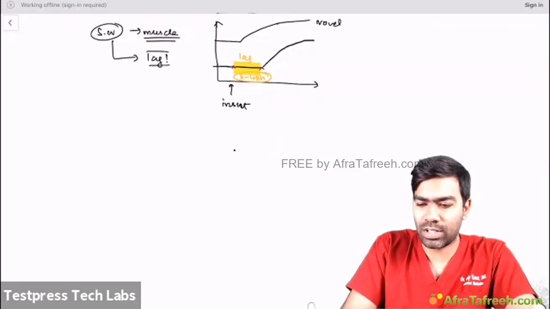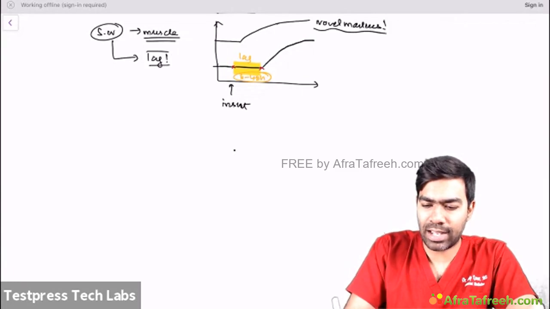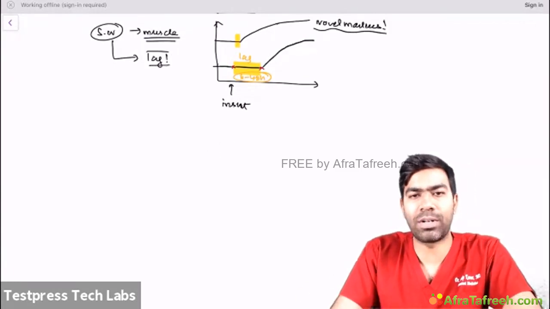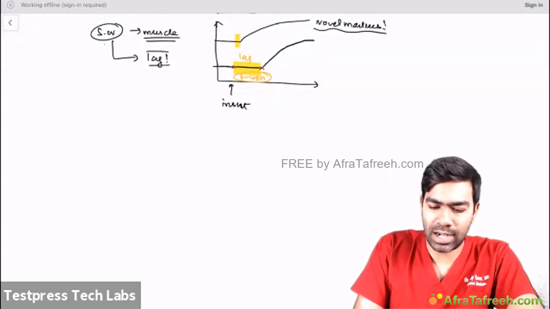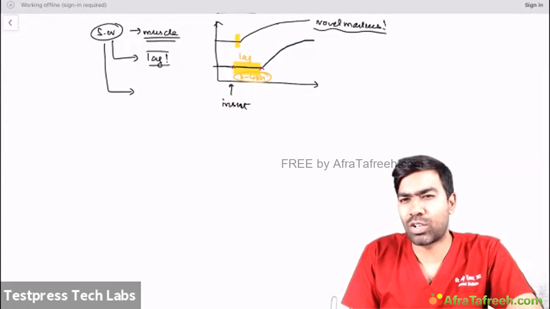That's why we wanted these novel markers. There are novel markers which can do that, where the lag is going to be extremely less, which means it can happen as soon as the insult has happened to the kidney. Number one. Third problem with the creatinine is the fact that it does not correlate to the GFR.